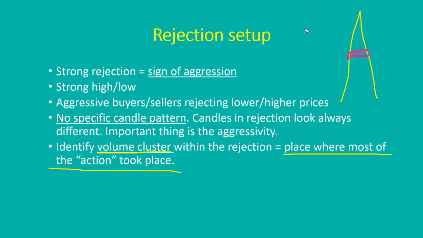So for example, in this rejection, if there was a volume cluster in here, so the volume profile looked, for example, like this. I mean the volume profile for this area, alright? Then this would be the place where most action took place and where the sellers who rejected higher prices placed most of their positions. So this is the most important place in the whole rejection.